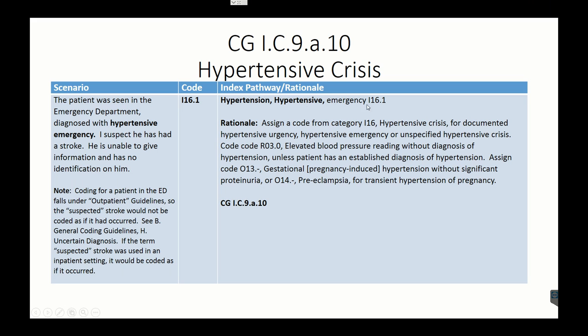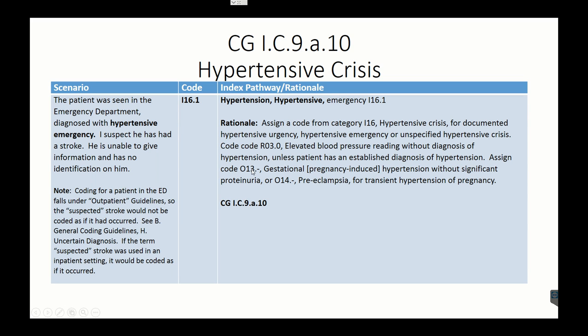Hypertension emergency is I16.1. The rationale is assign a code from category I16, hypertensive crisis, for documented hypertensive urgency, hypertensive emergency, or unspecified hypertension crisis. If there was an elevated blood pressure reading without the diagnosis, you would be coding this one as well. That is not this case.